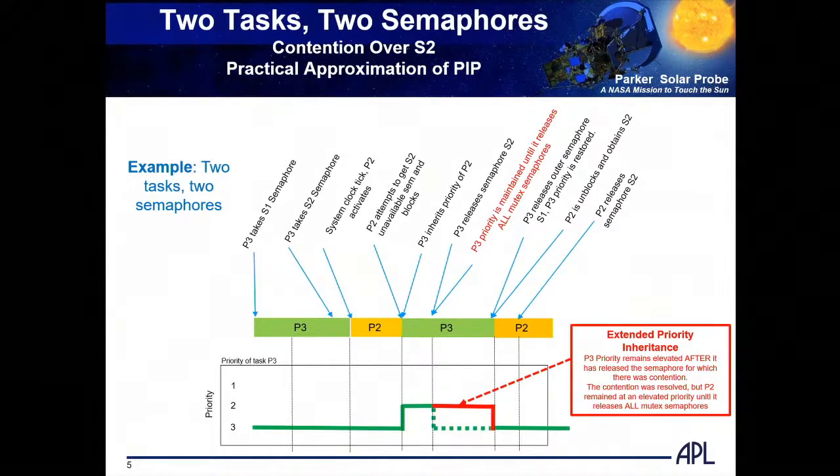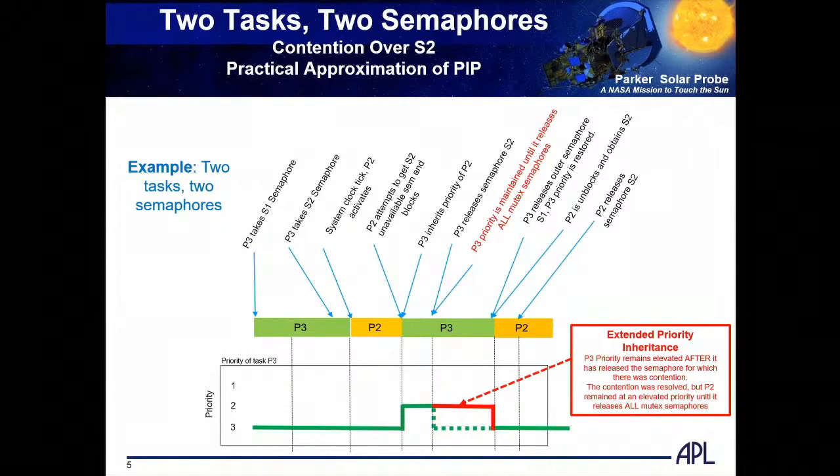P3 releases that inner semaphore, and that's the moment when the semaphore under contention is now released. There's no longer contention, but the algorithm of this approximation of the priority inheritance does not lower the priority back down right away. The trigger in the algorithm to lower the priority back down to its natural default priority is once it has released all semaphores. So you can see here that I'm calling this an extended priority inheritance.